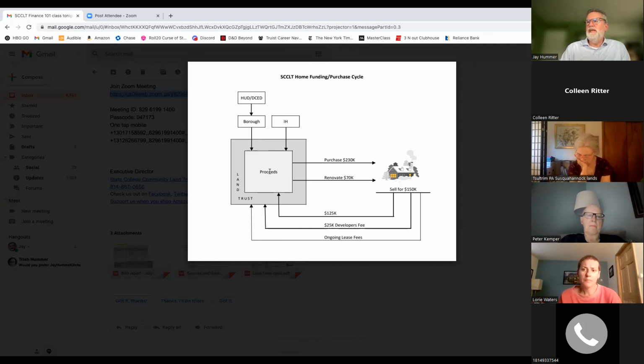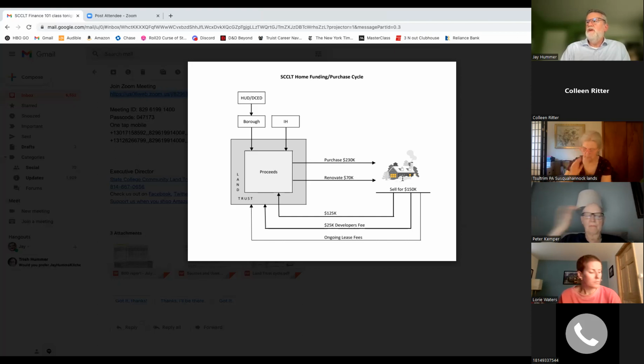That's our pot of money that we can use to buy and renovate houses. So in this example, this proceeds bucket, we're using $230,000 to purchase a house, and spending $70,000 to renovate that house. So that's all coming out of that proceeds bucket. So we've got this $300,000 in this house.